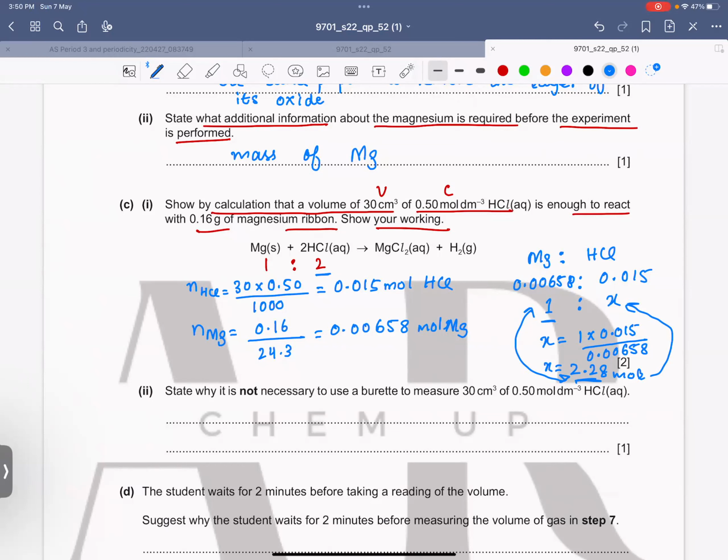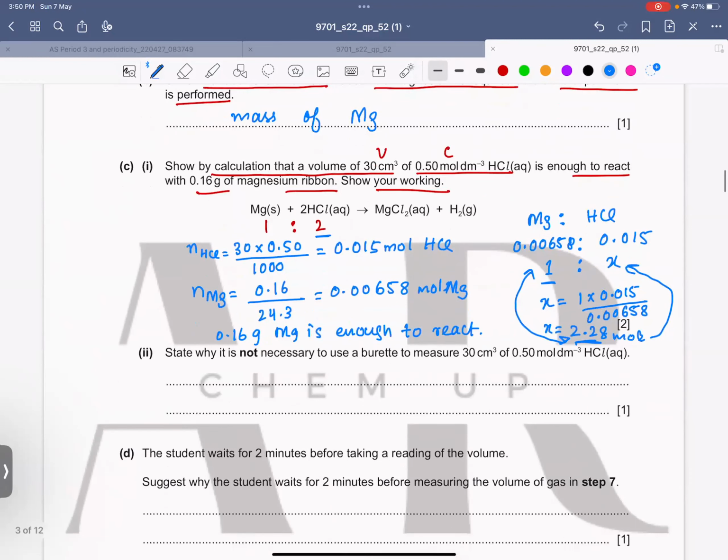Is this understandable to everyone? So we can say that 0.16 gram of magnesium is enough to react with the acid. That's what they have asked in the question. Now let's move to the next part.